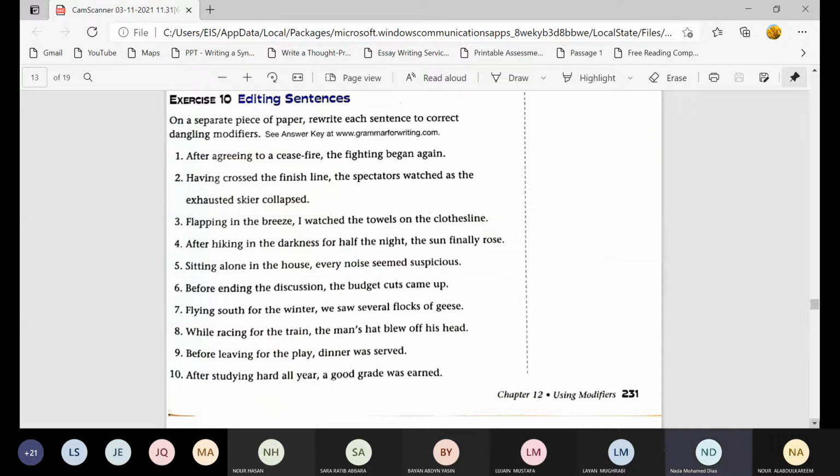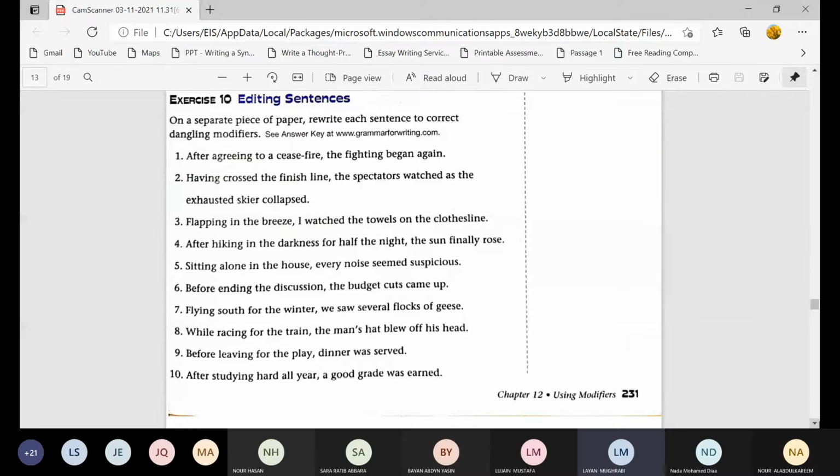Yes. Isn't it correct? After agreeing to a ceasefire, the fighting began again. Oh, I thought we... oh, yes, yes. I'm sorry. It's okay. Don't apologize, dear. The fighting began again after agreeing to a ceasefire. The same thing. Yes.